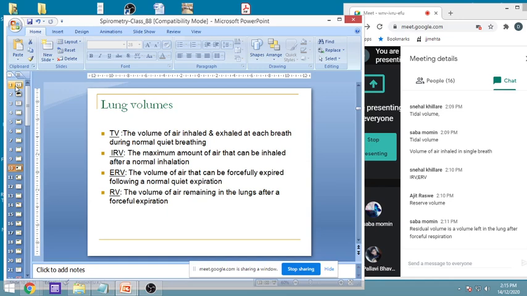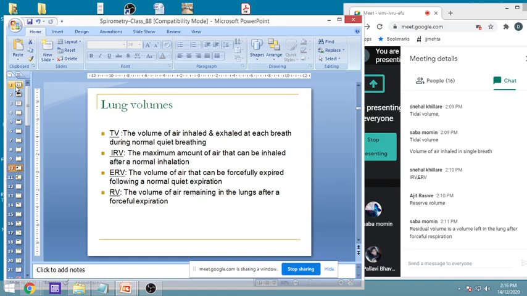So what are the various volumes and capacities? Let us go one by one. One is tidal volume. It is the volume of air inhaled and exhaled at each breath during normal or quiet breathing. That is called the tidal volume.